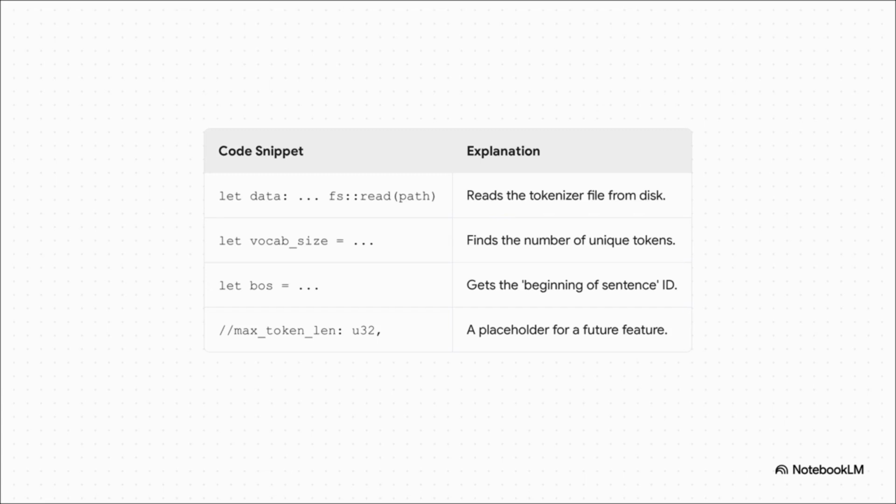First, the code reads the tokenizer's dictionary file right from the computer's hard drive. Then, from the very first few bytes of that file, it figures out the vocab size. That's basically the AI asking, how many unique words do I know? It also identifies special tokens, like BOS, which stands for beginning of sentence. This is a crucial little flag that tells the AI, hey, a new thought is starting right now. And you can even see the developer's thought process here, with this commented out line for max token length. That's a little note to self, a plan for a future feature.